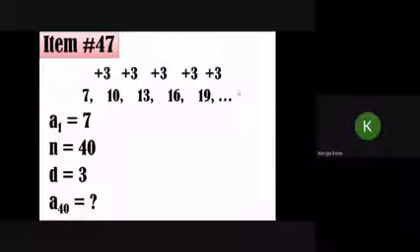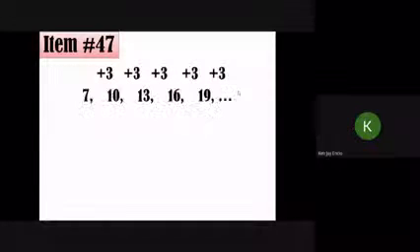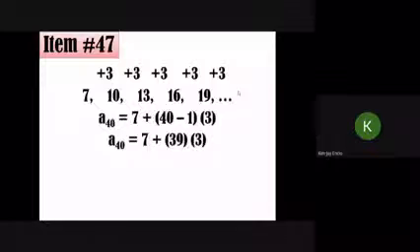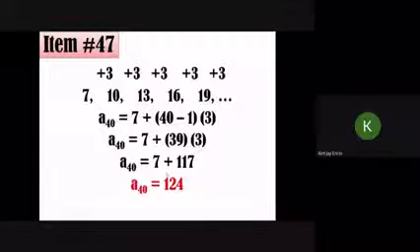So we're looking for the 40th term or a sub 40. By substitution, it becomes a sub 40 equals 7 plus 40 minus 1 times 3, which simplifies to 7 plus 39 times 3. Then, between plus and times, you have to perform multiplication first. 39 times 3 will give you 117. So 7 plus 117 is 124. Thus, the 40th number in this sequence is 124, letter B.